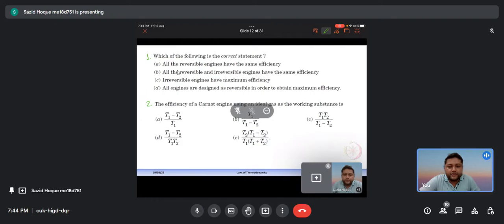Which of the following is the correct statement? All reversible engines have the same efficiency. All the reversible and irreversible engines have the same efficiency. Irreversible engines have maximum efficiency, and all engines are designed as reversible in order to obtain maximum efficiency. Yeah, all the reversible engines have the same efficiency, right?